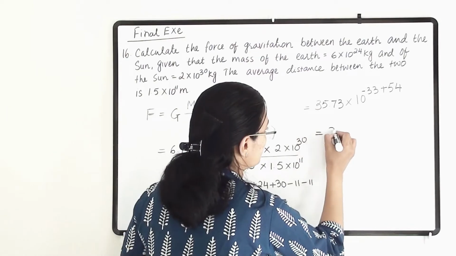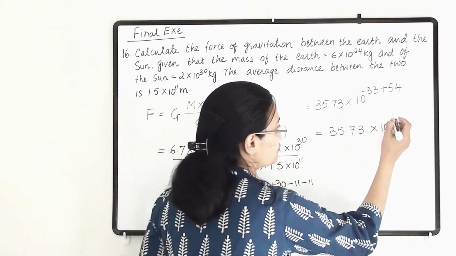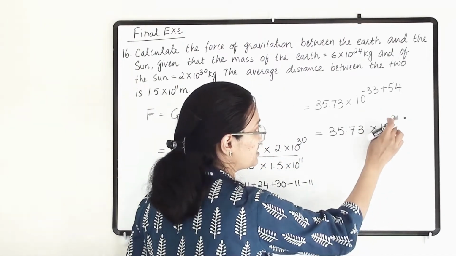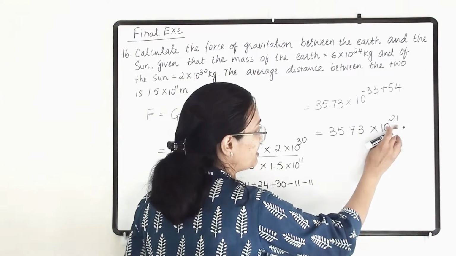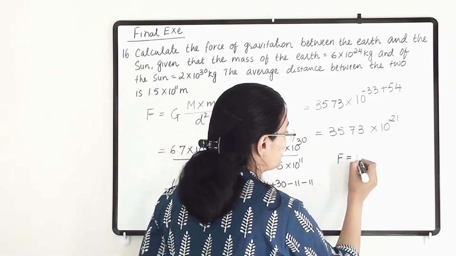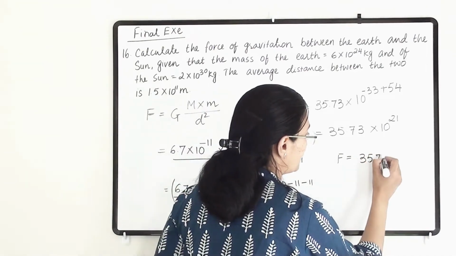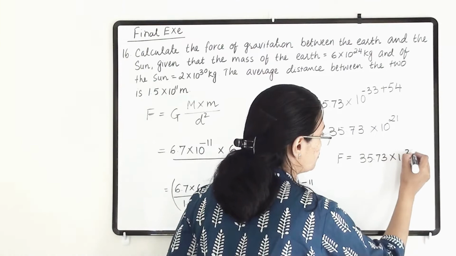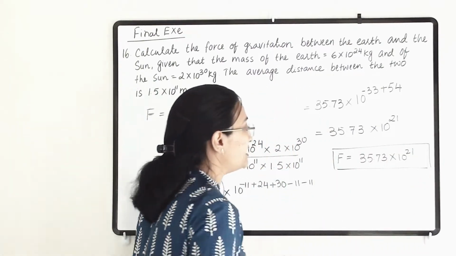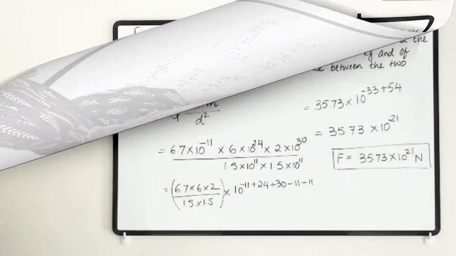Now in next we need to subtract this because one of the terms is negative, so it is going to be 21, but the sign we will get is positive because the bigger number is carrying a positive sign. So this is going to be the answer: the gravitational force between the earth and sun is 35.73 into 10 raised to 21. So this much gravitational force will be applicable to the earth and sun.